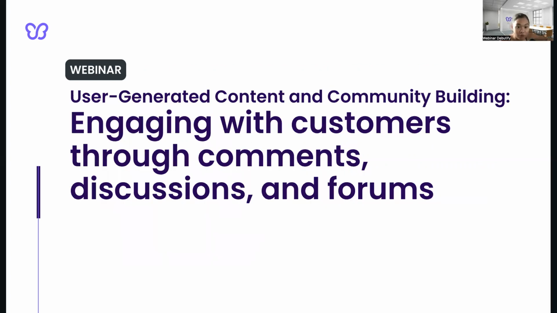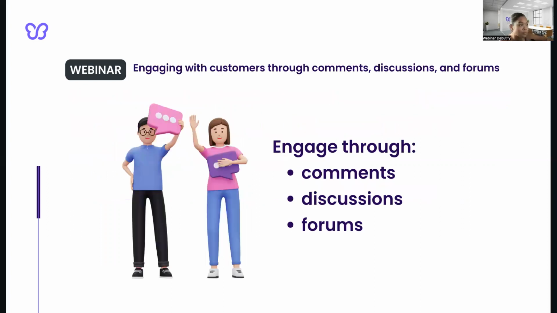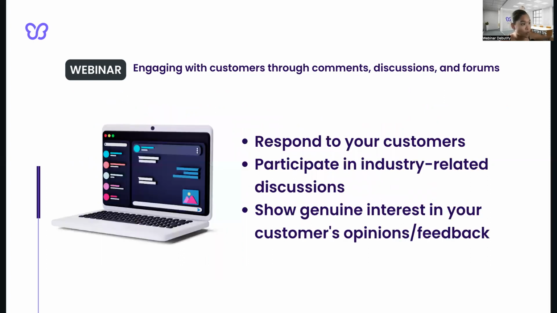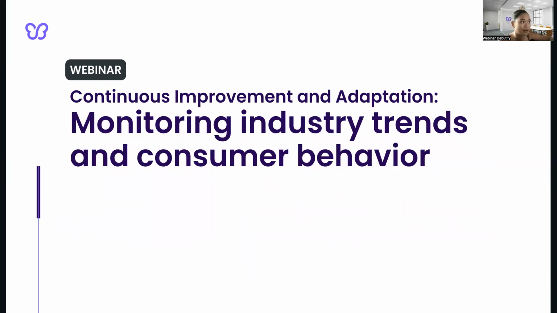So you also have to engage with customers. You actively engage with your audience through comments, discussions, and forums. This is what makes social media social. So it's not all about you just talking, it's about you having a discussion with your customers and your audience. One way is to respond to comments on your blog posts or social media updates, participate in industry-related discussions, and provide valuable insights. You have to show genuine interest in your customers' opinions and feedback. And so by fostering two-way communication, you build stronger relationships and create a loyal customer base. Of course, we have to always improve, right?